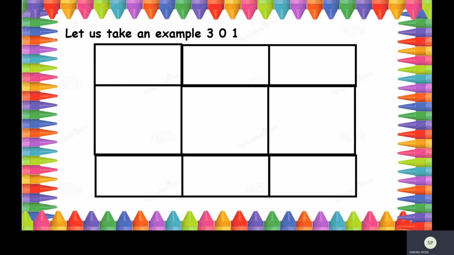Now let us take one more example. So we have the number 301. First of all, we will write the number in the box starting from the right hand side. So 1, 0 and 3. Let us represent these numbers using the blocks.